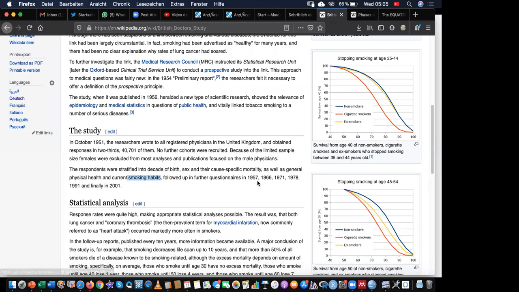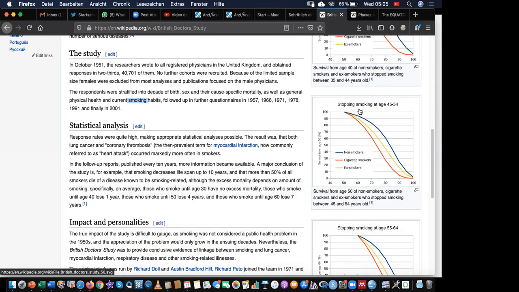For their health, for their life. You see, in 1951, they recruited the people, 40,000 people, and then they started to follow them. 1957, 1966, 71, 78, and 91, and 2001. At different time points, they measured them. They measured two factors: whether the person is smoking, and is he alive? So there are non-smokers who never smoked, active smokers, and ex-smokers who quit smoking.